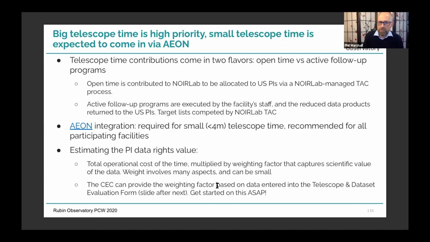When it comes to the small telescope time, we recommend, in fact expect, that the small telescope time would come in through integration into the EON network, that is the Astronomical Event Observation Network. This is something that's being coordinated by NOALAB, and actually I think is a good opportunity for anybody running a small telescope to really get best value out of it.